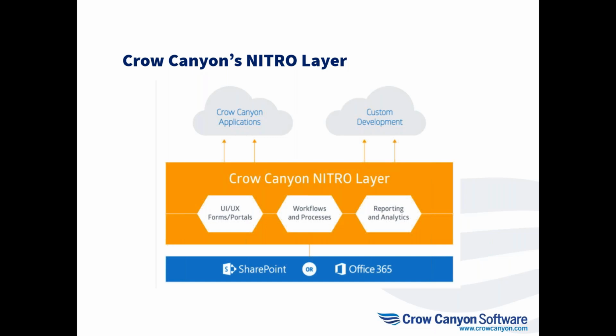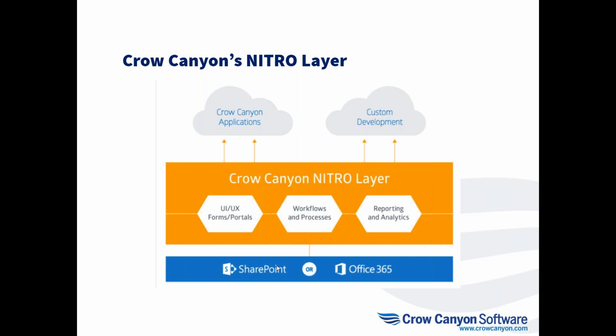Okay, so it seems like most of the people have arrived by now, so I'm just going to jump right into it and explain this picture that you see on the screen about Crow Canyon's NITRO layer, NITRO Studio. This shows in some visual way what we're doing here. So you have SharePoint and Office 365. Now it could be SharePoint on premises, SharePoint 2013, 2016, and soon 2019, or it can be Office 365, SharePoint Online in Office 365.